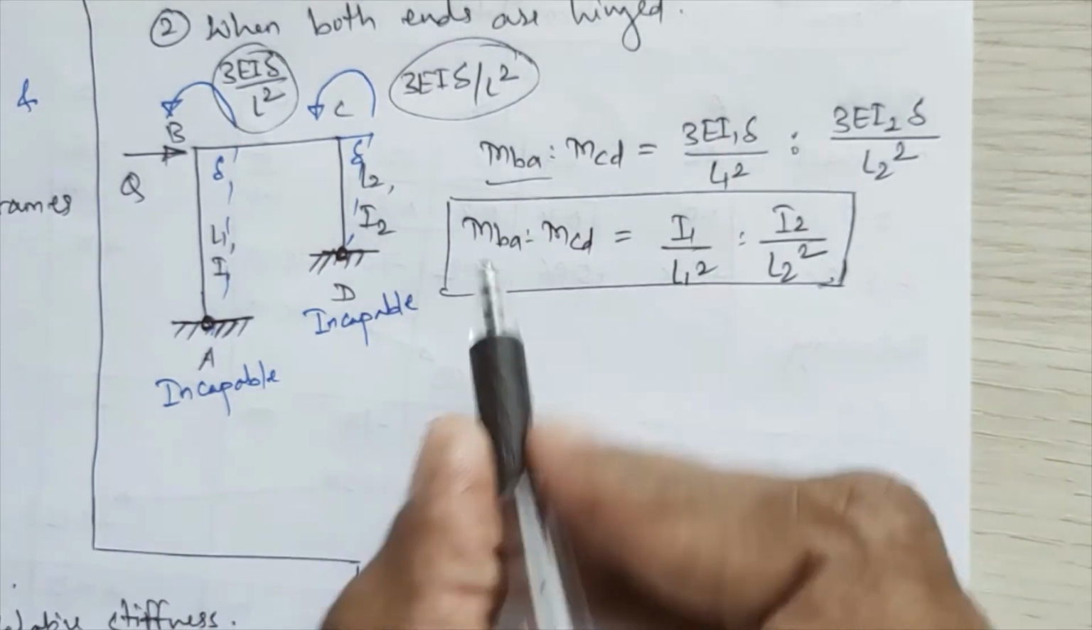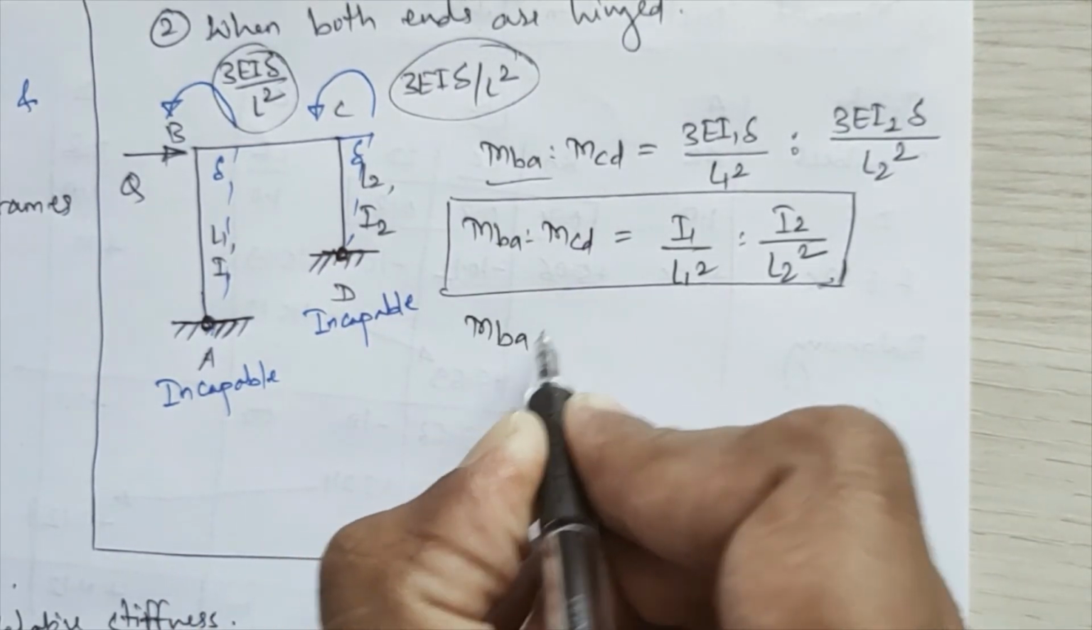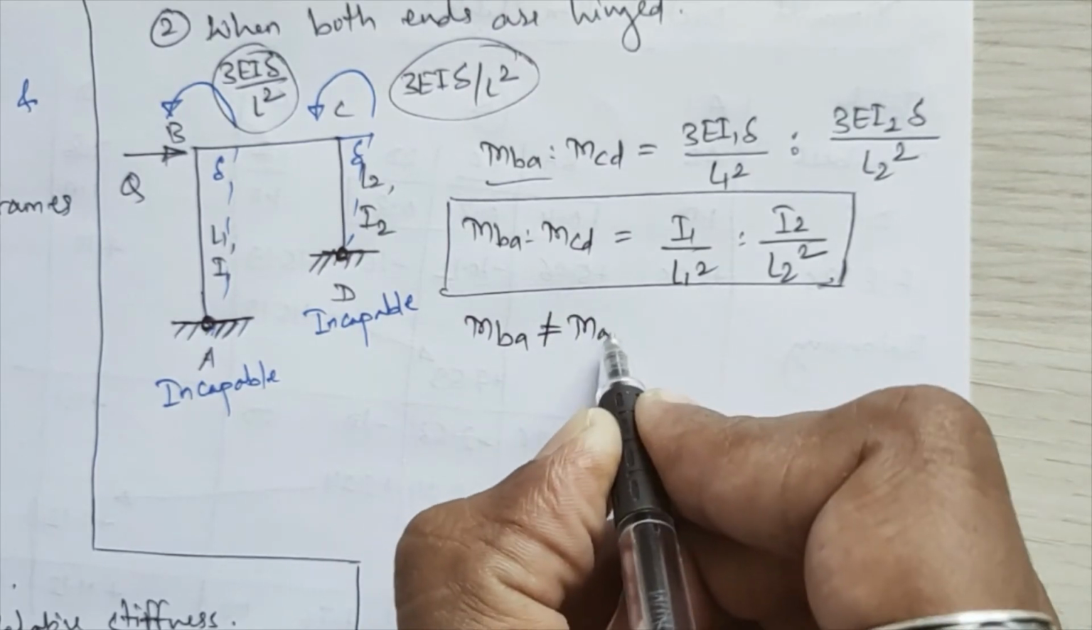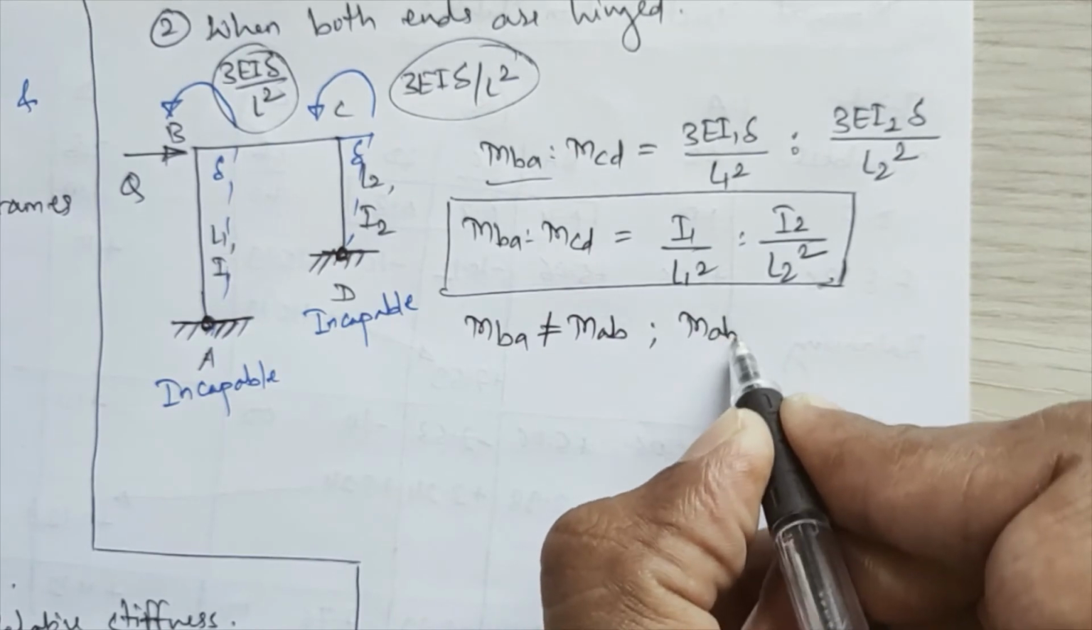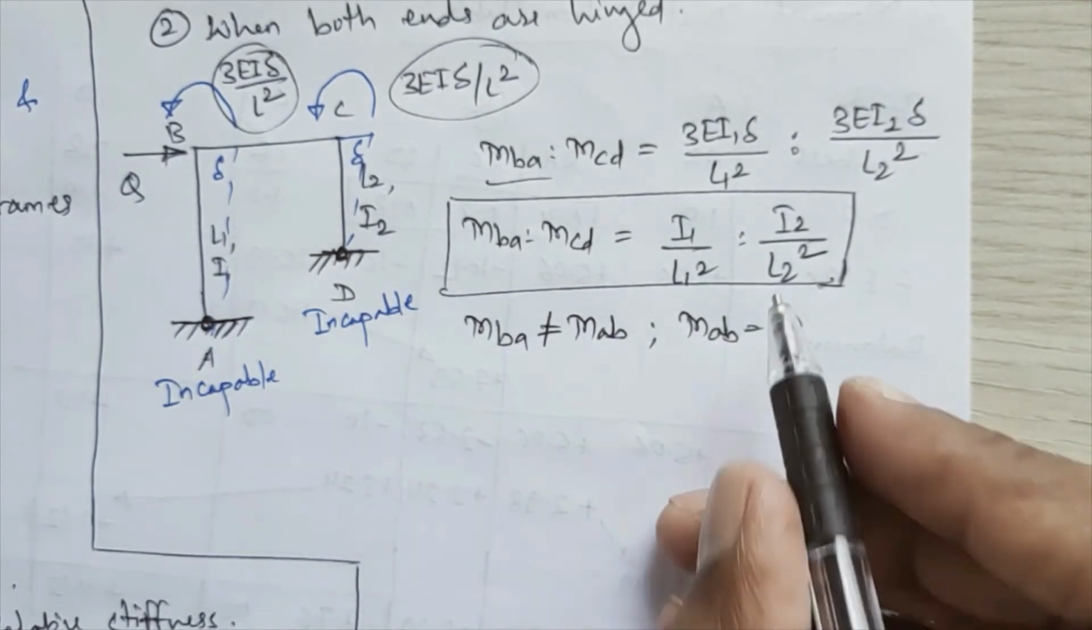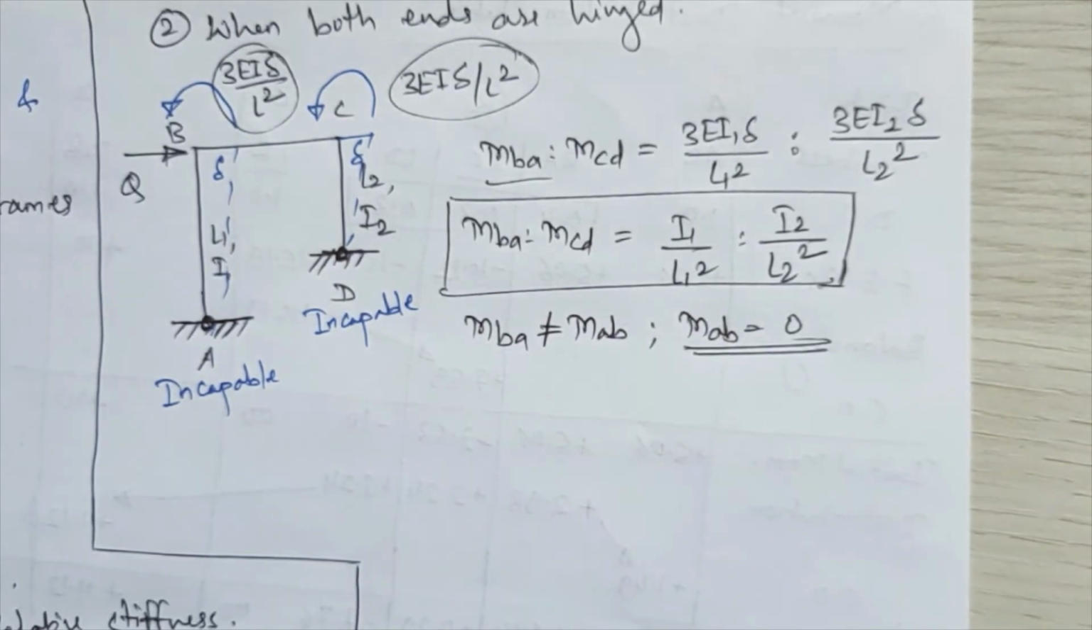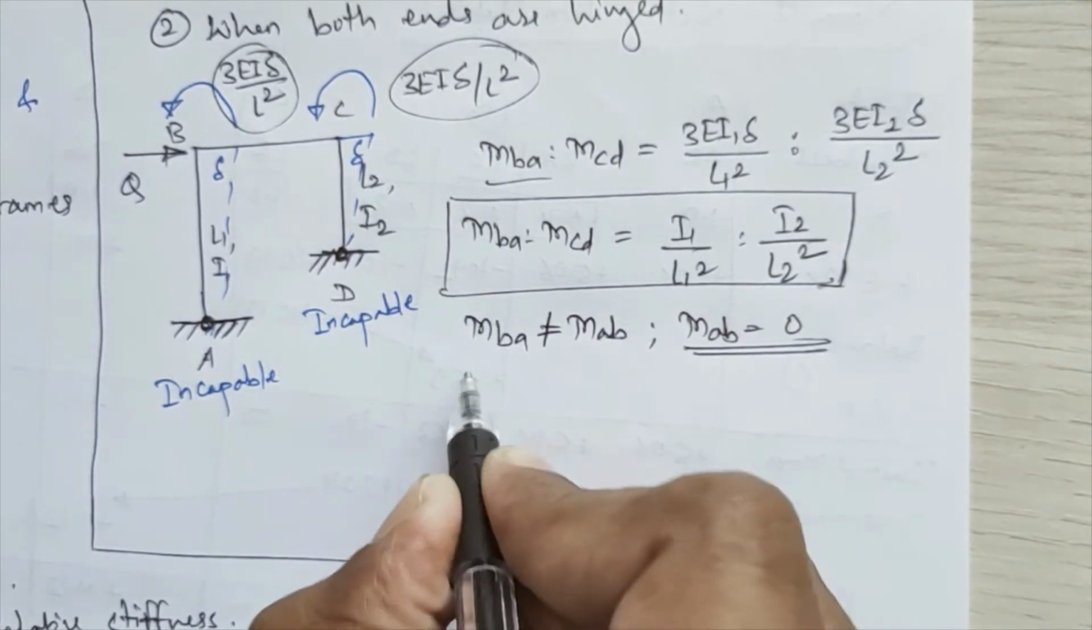Okay, so whatever the value of MBA I am getting, that will not be equal to your value of MAB. Instead, your MAB value will remain directly equal to 0. Why? Because your support at point A is an incapable support over here.